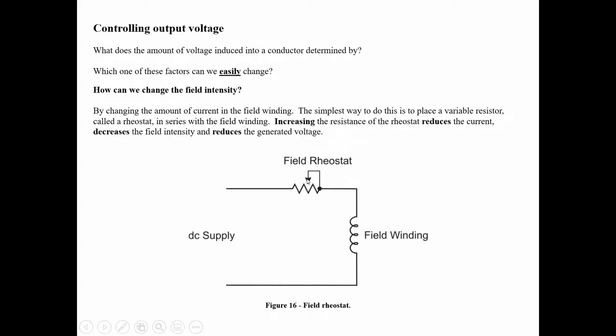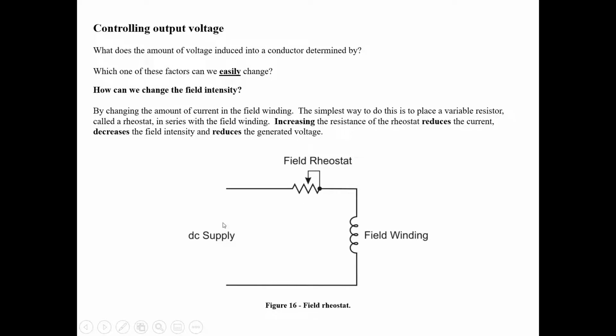Now, if we adjust this rheostat, we can adjust the amount of current going through here. Thus, we adjust the intensity of that magnetic field. So by changing the amount of current through it, we're going to basically make it either a strong magnet or a weak magnet. If we increase the resistance, it reduces the current. That's some Ohm's law for us. And if we decrease the field intensity, it's going to reduce the generated voltage. So if I have a weaker magnetic field, I'm going to produce less voltage.